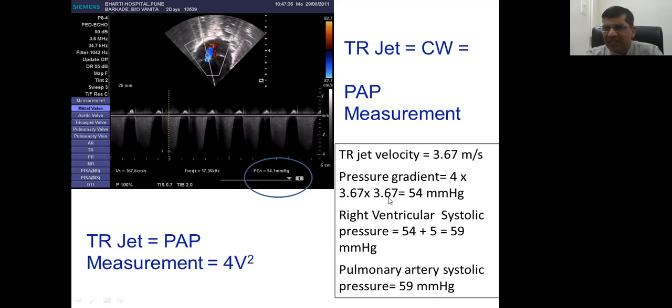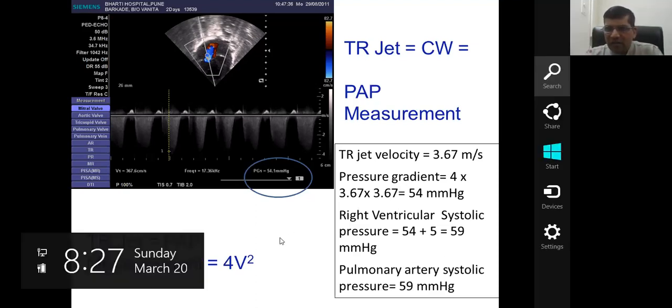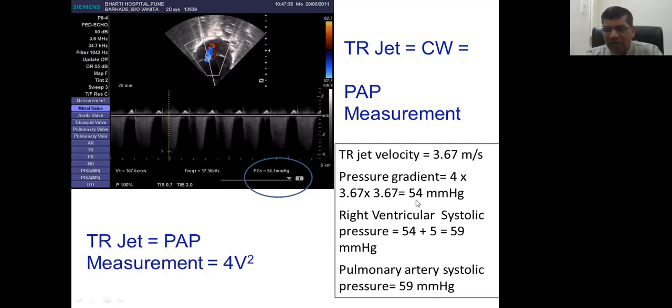The usual pressure in the RA by catheterization lab is between 5 to 8. For calculation purposes, we take a lower value, that is 5. That is the RA pressure. So I got this value of RV systolic pressure, and adding the RA pressure, it comes to 59. So my pulmonary artery systolic pressure in this case is 59. That's how we calculate pulmonary pressure by TR jet.